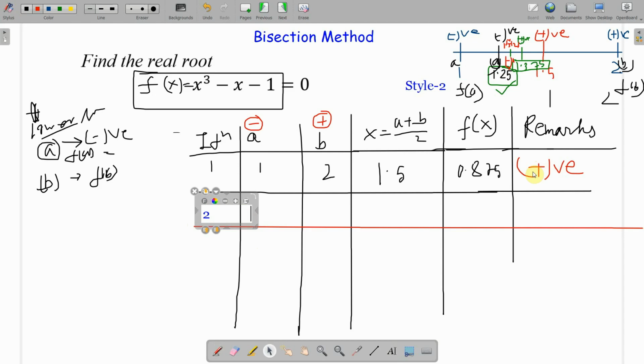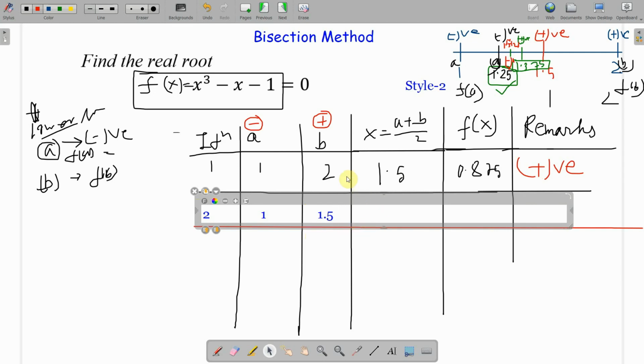1 will be a. Negative a. 1.25, I am not considering the 1.25 now. I am considering 1.5. I got 1.5. So 1 will be a, sir, and b will be 1.5. Then we will get, yes, 1.5. This is the second iteration, we will have 1 here, and b value will be 1.5.